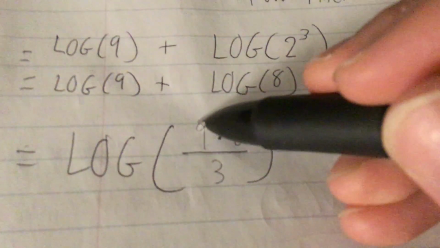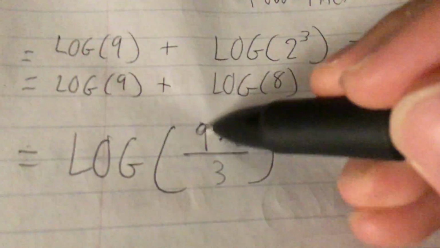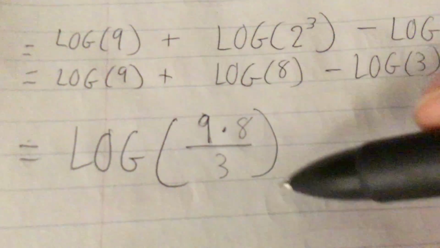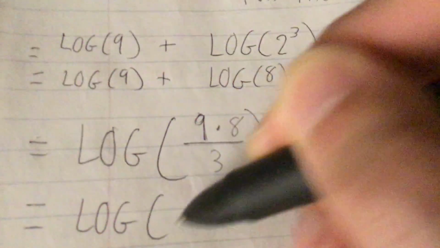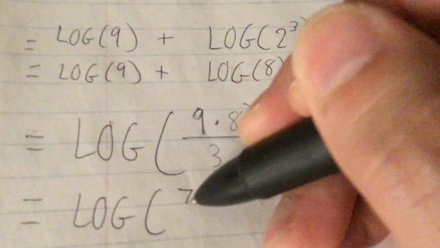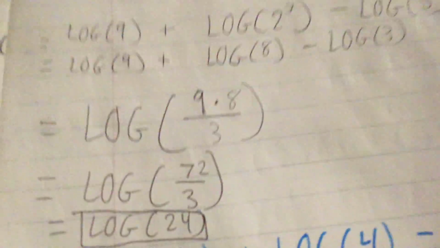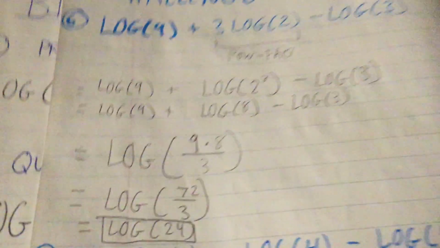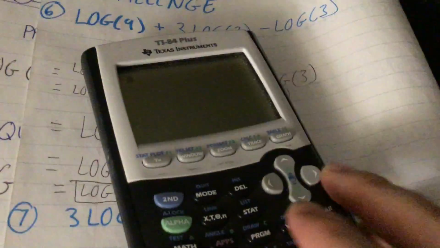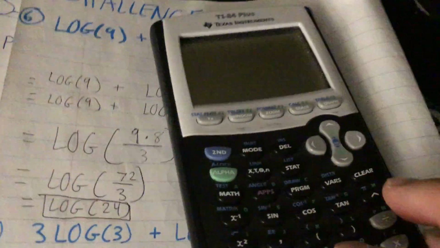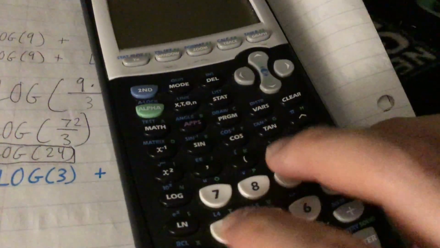You can simplify from here. Some people know how to cross cancel and cancel out the 9 and the 3. I'm going to do it the long way just to make sure everybody's cool. 9 times 8 is 72 divided by 3. So log of 72 thirds, that's no different than log of 24, the end.